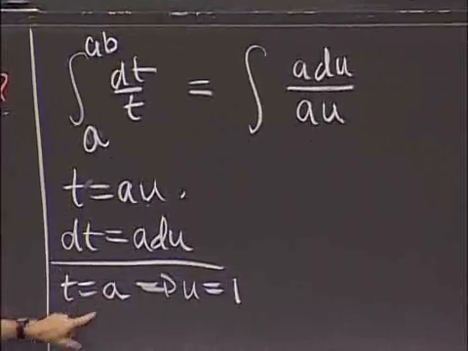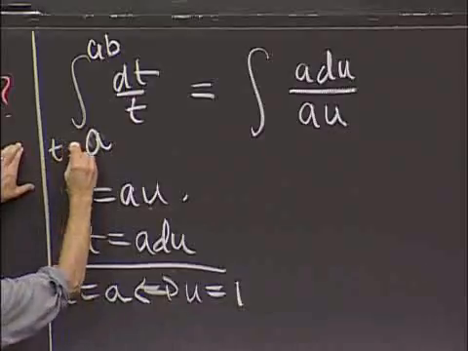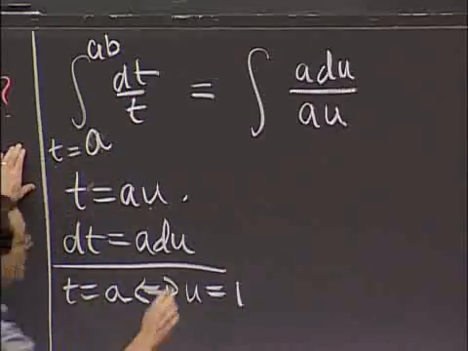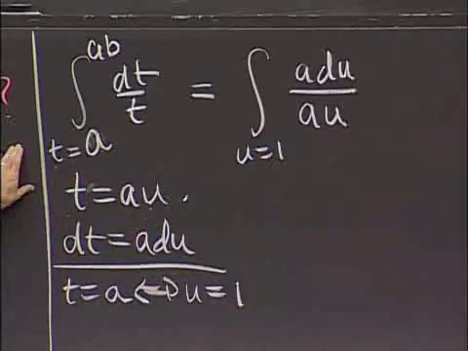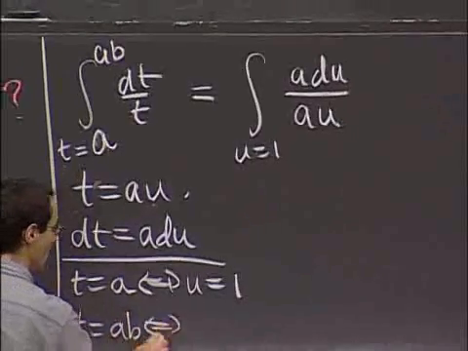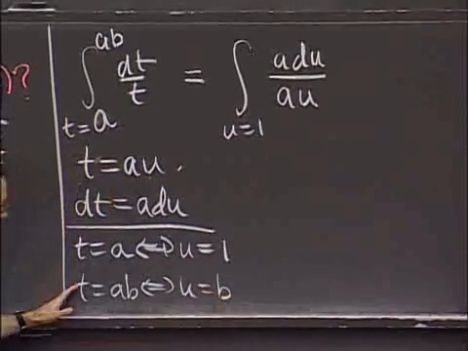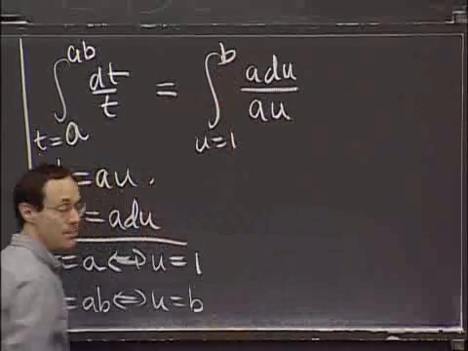All right, so t equals a if and only if u equals 1. So this lower limit, which in disguise was where t is equal to a, becomes where u is equal to 1. And similarly, when t is equal to ab, u is equal to b. So the upper limit here is b.